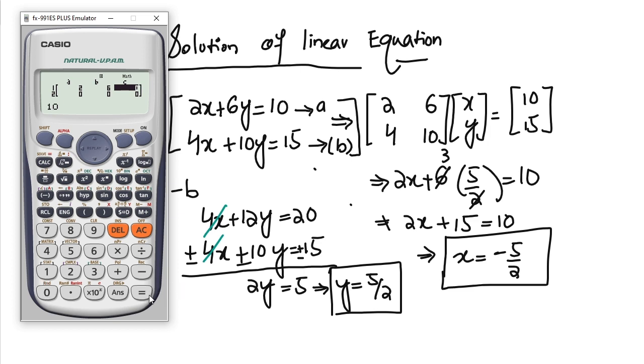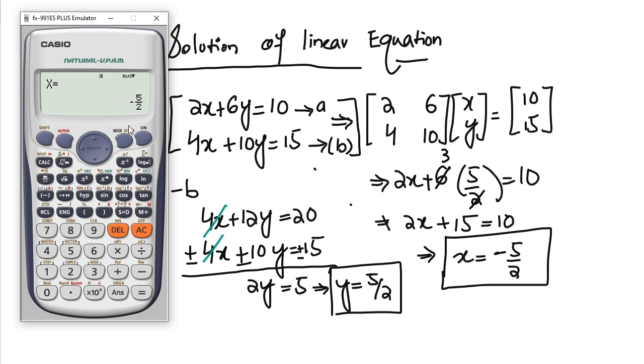Okay, so now equal. Now the first equation is completed. Similarly for the second equation, let me put 4 here, then 10 here. The constant term here is 15. So these are the equations. Now in order to solve them, what do I have to do? Simply press equal, and we will see that the value of x will be shown, which is -5/2, which I have already calculated.